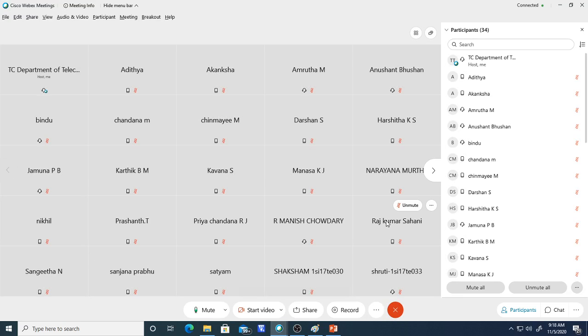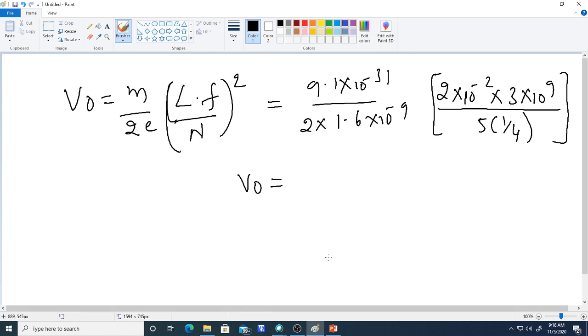Hello, has anybody calculated? 1.65 microvolts. Yes, sir, it is squared. So here it is square, so you need to take the square of this.